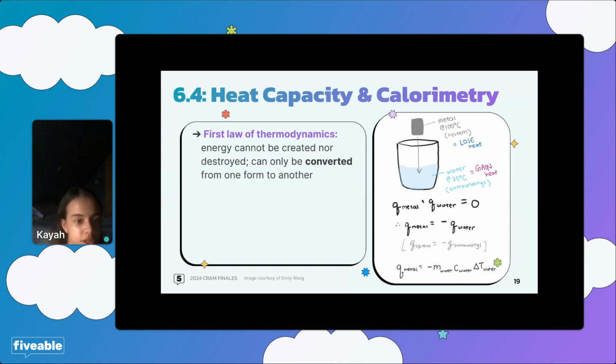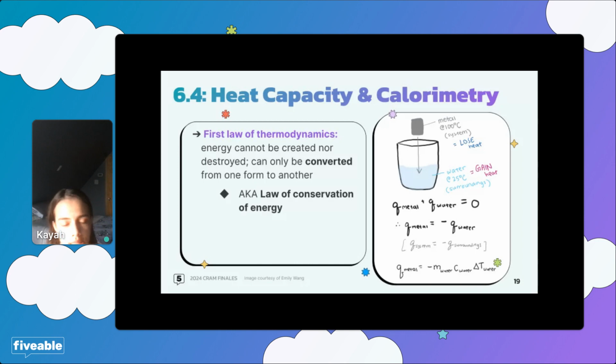So this is the first law of thermodynamics pretty much demonstrated. Energy cannot be created nor destroyed. It can only be converted from one form to another. So in this case, we have the heat from the metal being converted to the heat in the water, right? We cannot just have the heat suddenly disappear. We can't have a sudden change from 100 degrees Celsius to 25 degrees Celsius with no indication of where this heat went, right? And this is also known as the law of conservation of energy.